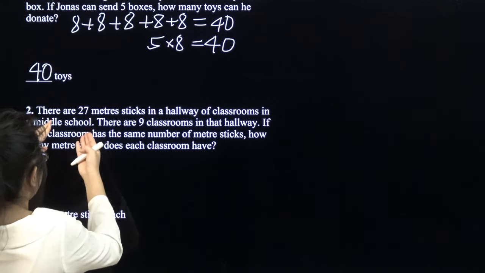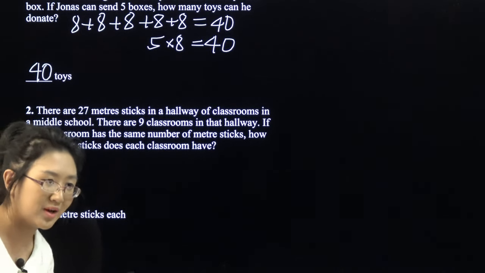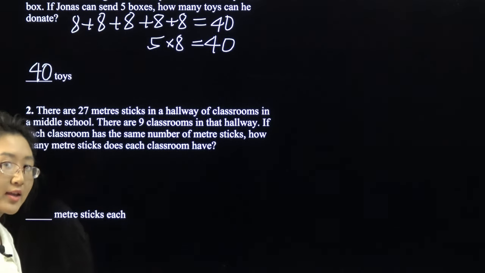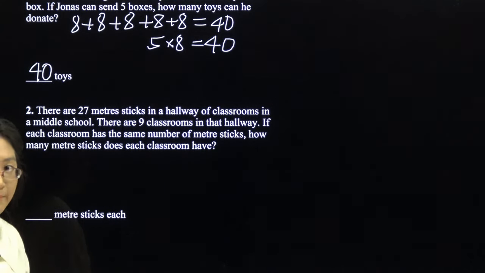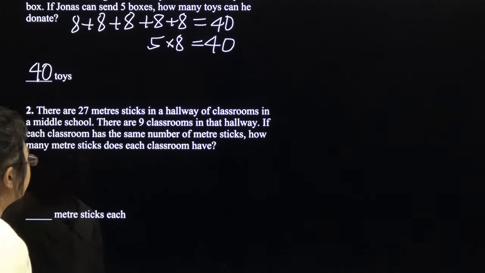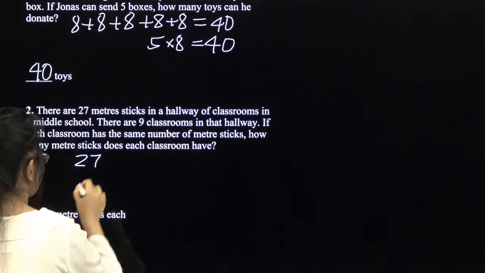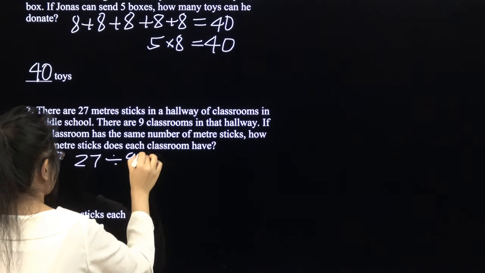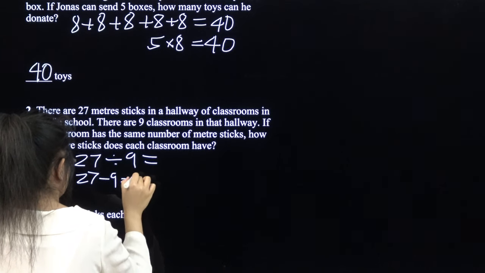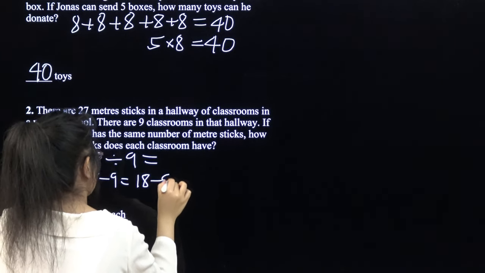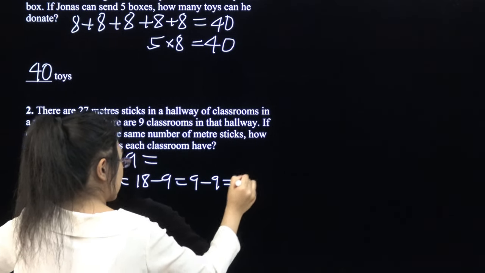Now, since there's 27 meter sticks and 9 classrooms, and each classroom has the same number of meter sticks, that sounds a lot like equal groups, which sounds a lot like division. So 27 divided by 9 is equal to what? 27 minus 9 is equal to 18. 18 minus 9 is equal to 9. 9 minus 9 is equal to 0.